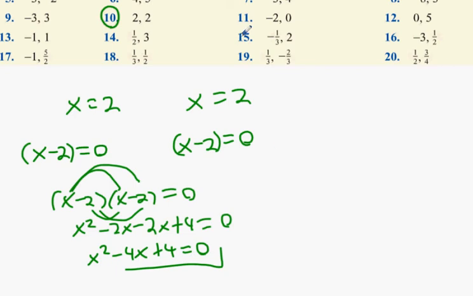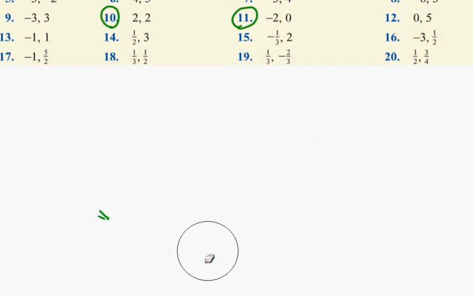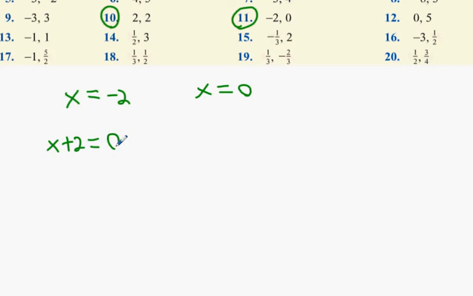Now, let's try one like question 11. It will be another good one. Question 11. Okay. In question 11, we have x equals minus 2, x equals 0. x plus 2 equals 0, x equals 0. Now look what happens. What happens this time?